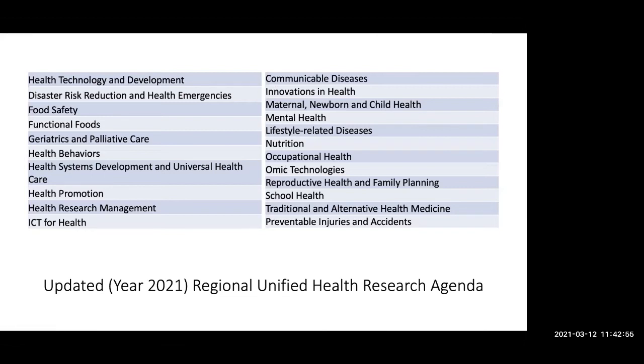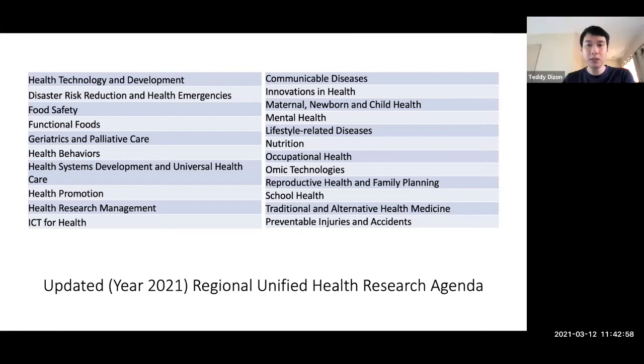So Raymond, we can now close the voting and share the results. Sharing with you the results. Nutrition, 92%. Occupational health, 83% na nag-yes. 58% ang omic technologies. Reproductive health is 92%. School health is 67%. 67% ang traditional and alternative health medicine. And then preventable injuries and accidents. Please stop sharing the results and we will proceed with the next criteria.